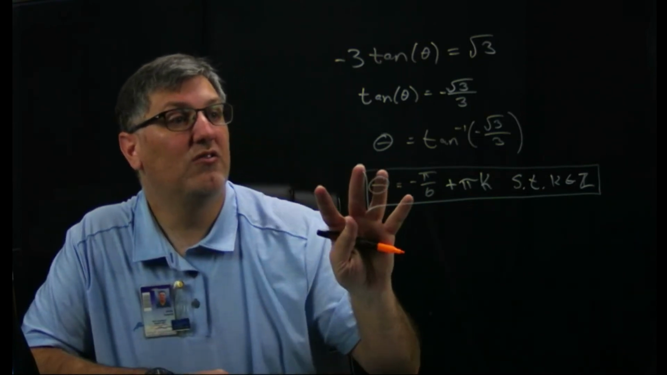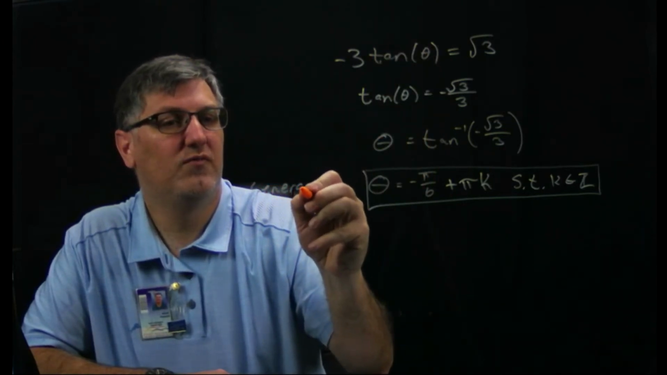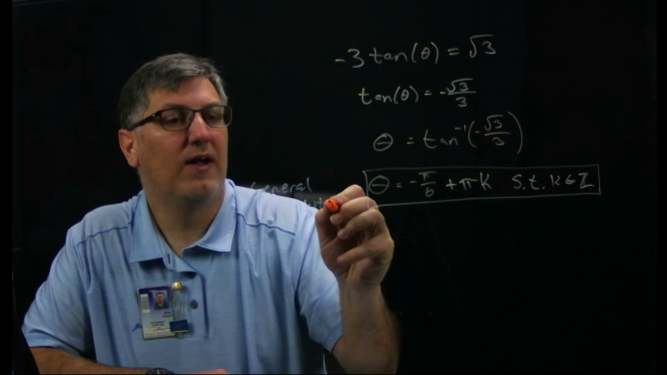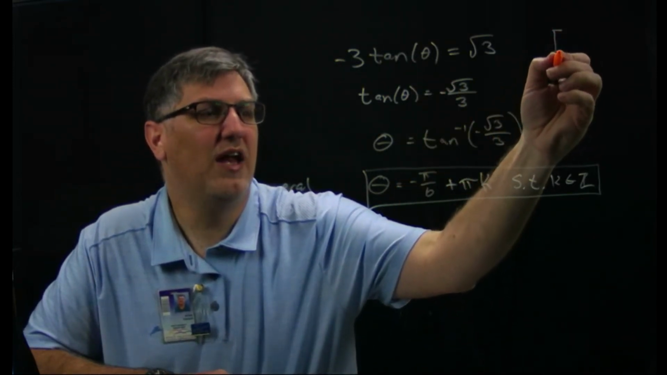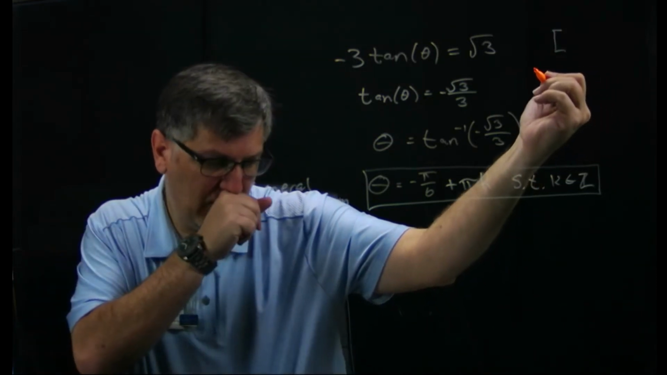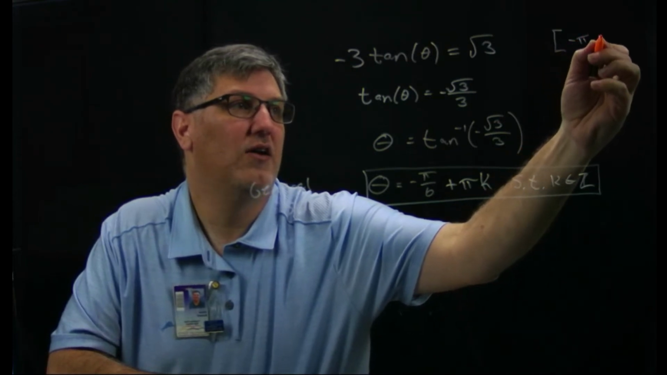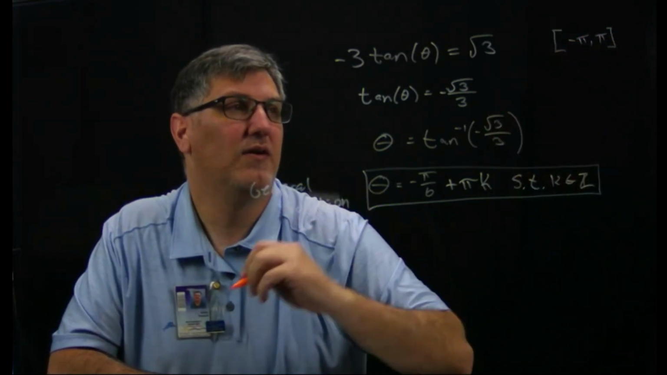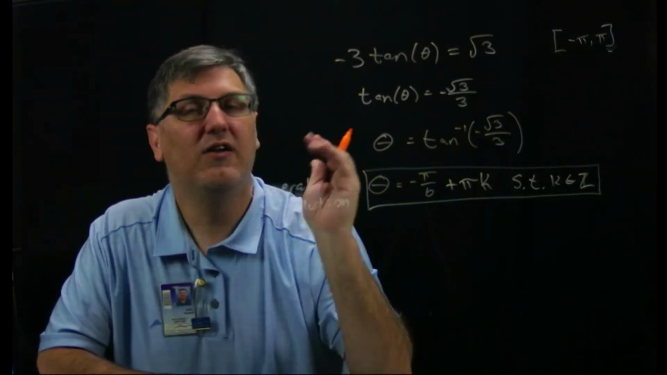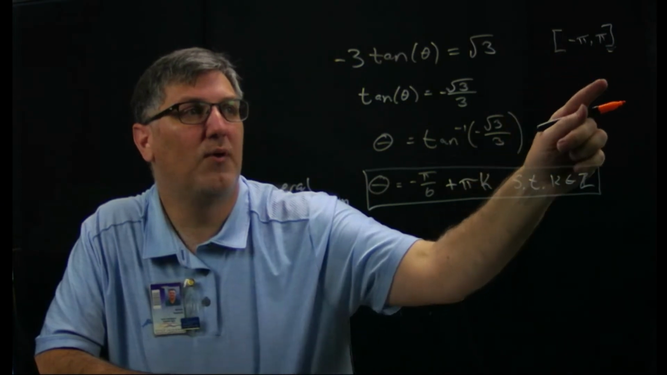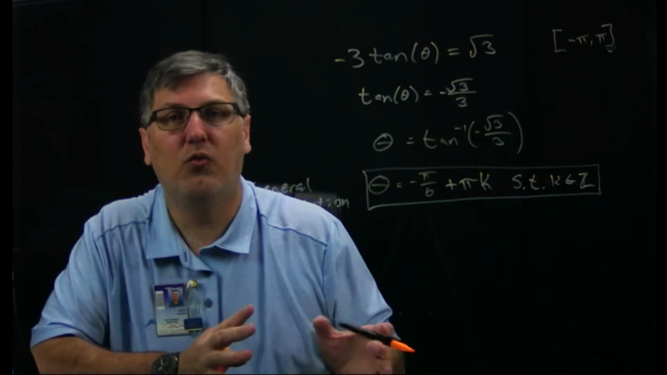Now, I could ask you for the general solution. This part is called the general solution. But I can ask you for a particular solution. Let's say, hey, I want to have this, but I want to have the answer between negative pi to pi. Now, this is interval notation, so we're going to include negative pi and we're going to include pi. So what I need to do is find the answers that are only between negative pi and pi.